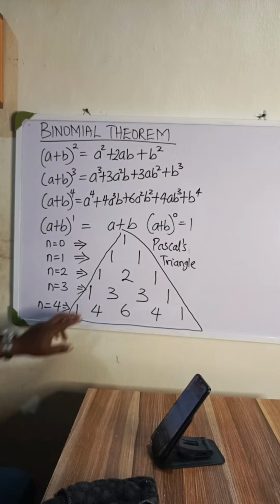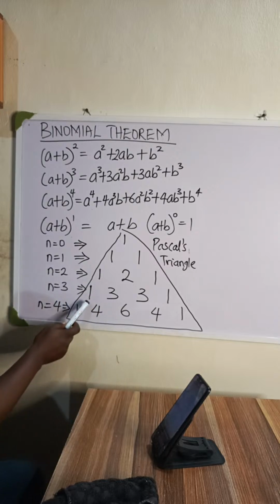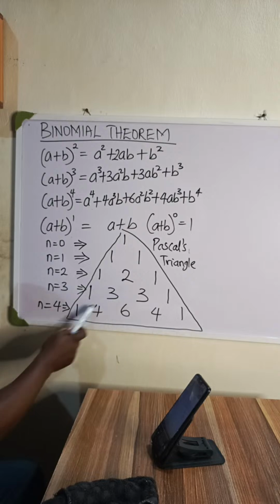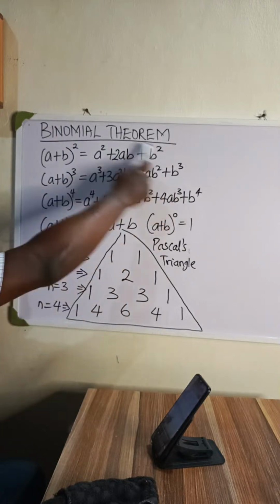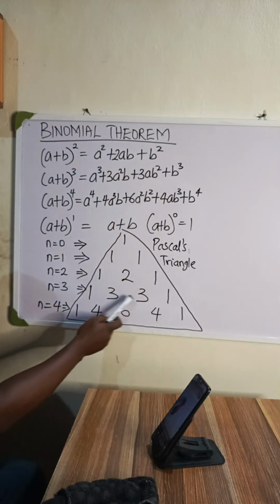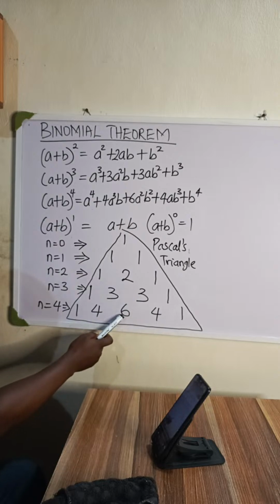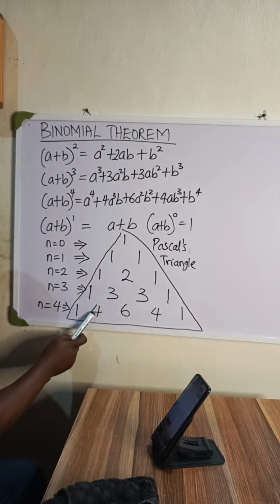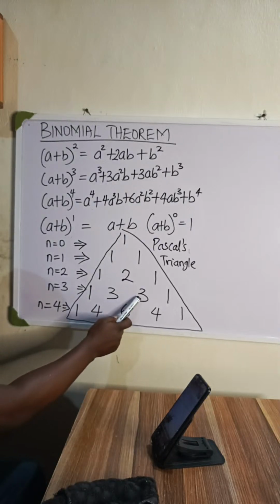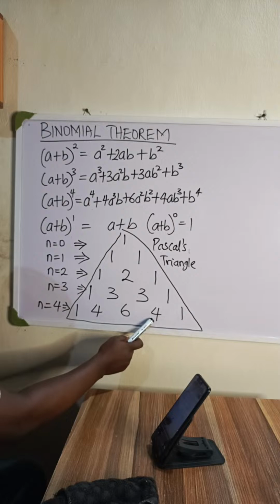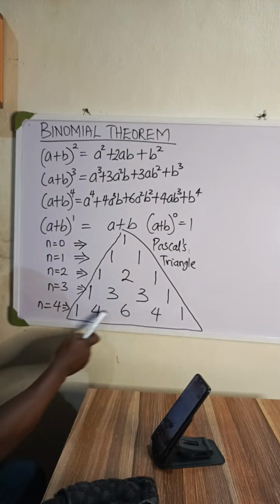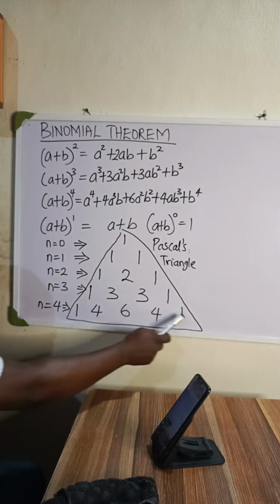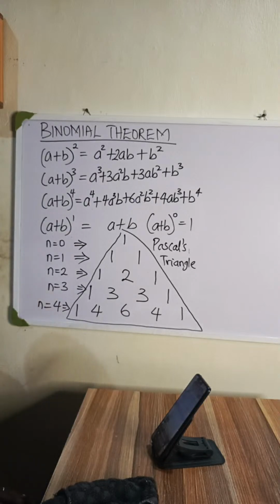Okay, so now let's look at the next one. Here we have 4. How did we get these numbers? Without expanding here, how can we get these numbers? 3 plus 3 is equal to 6. Sorry, 1 plus 3 is equal to 4. 3 plus 1 is equal to 4. So we've gotten these three numbers. Then the external numbers have to be 1.